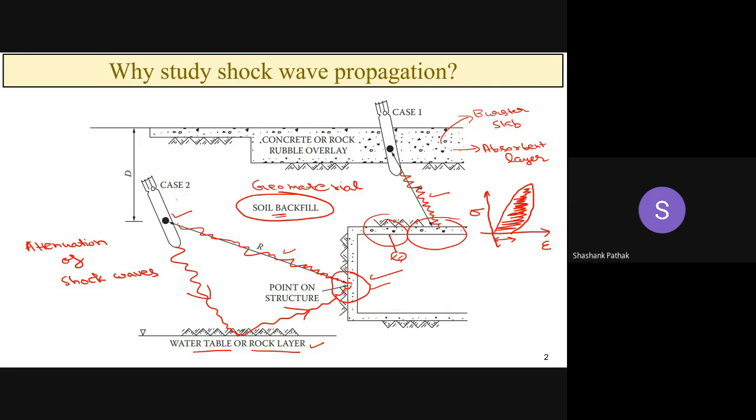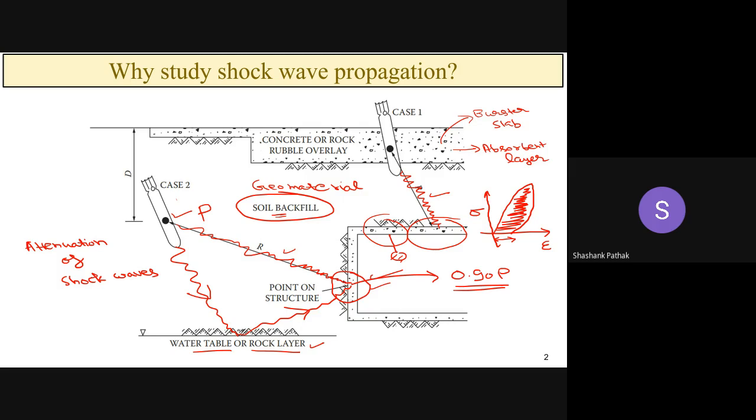So suppose a wave is starting here with, say, a pressure magnitude of P. When it reaches the structure, it will propagate through this media and it will attenuate. So suppose when it reaches here, maybe only 10% is attenuated, and 90% of the effect is coming. For example, I'm just taking a broad example.